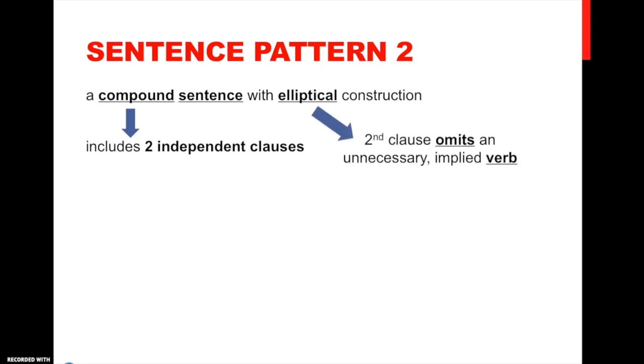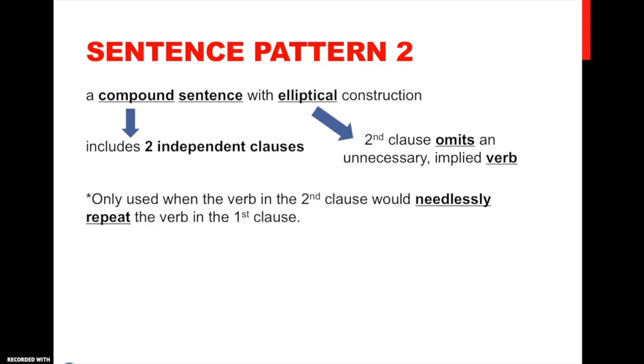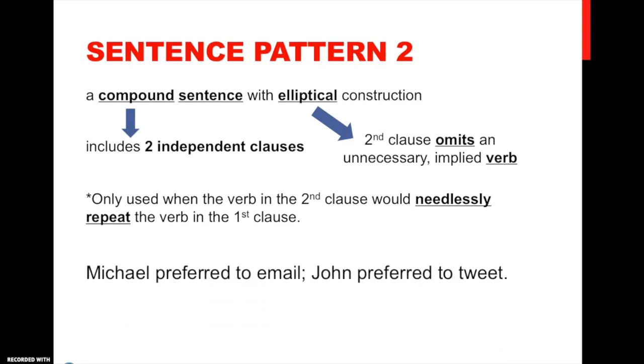An elliptical construction means that the second clause omits or leaves out an unnecessary implied verb. This pattern leaves out the verb in the second clause because, and only if, it would needlessly repeat the verb of the first clause. Take a look at this sentence. Michael preferred to email, John preferred to tweet.